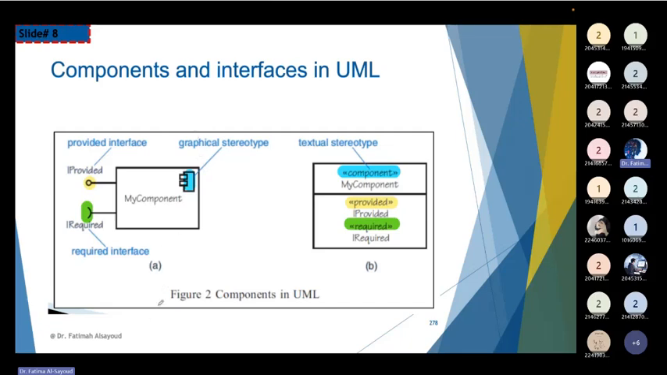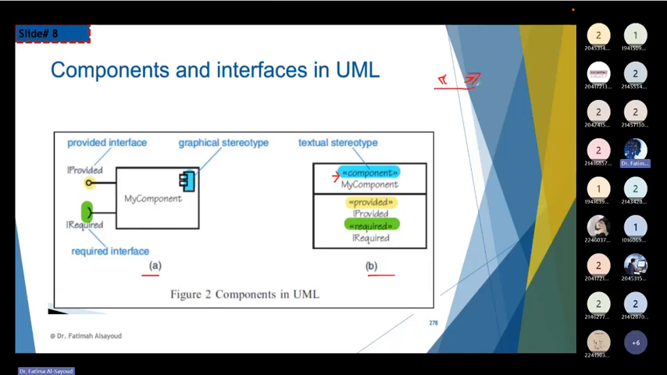There are two ways to represent a component. The first way is graphical and the other one is textual. In the graphical interfaces, you represent it using this icon, and then for the provided interfaces, a circle, and for required, half of a circle. And for textual, we're going to use a stereotype. So any parts, and you already use this many times in different diagrams and in different concepts.